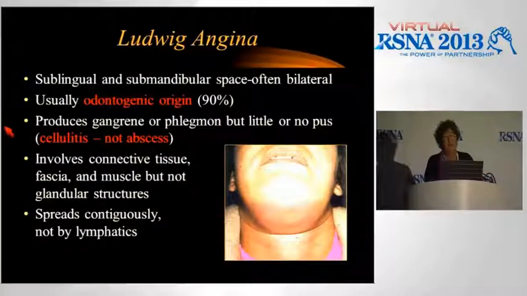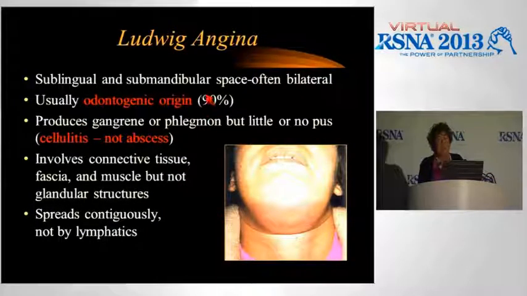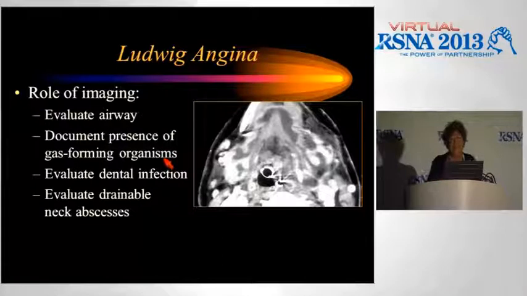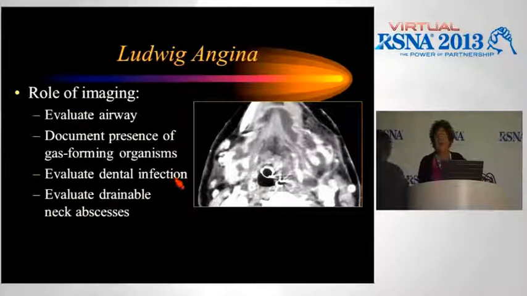Now, Ludwig angina is usually odontogenic, 90%, and it's usually a bilateral sublingual and submandibular space infection. It's not an abscess. So you want to look to see what the airway looks like. Are there gas-forming organisms? Is there evidence of dental infection? And are there any abscesses you can drain? So here is phlegmon in the sublingual space, phlegmon in the submandibular space, but no abscess with gas.